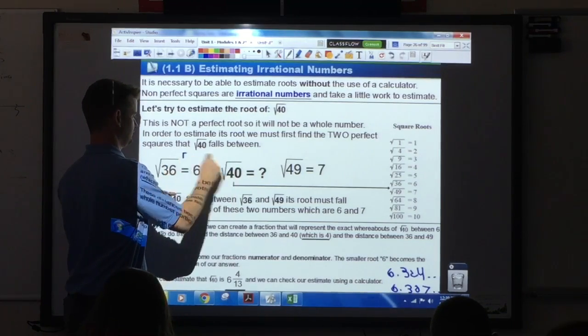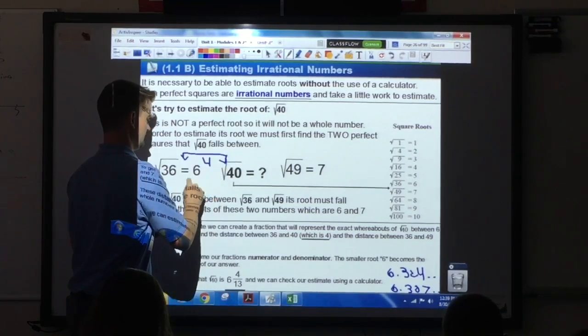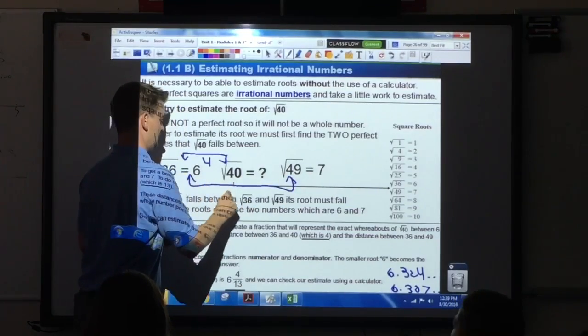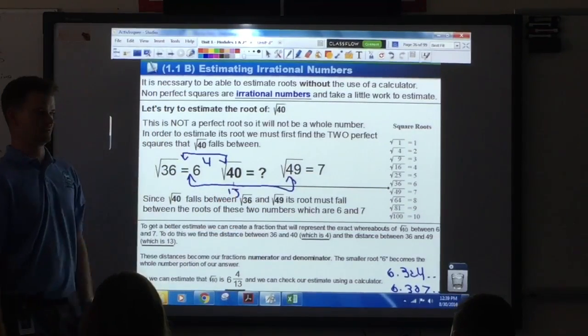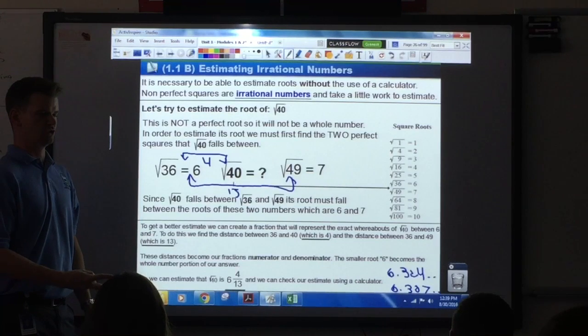So the distance here is 4, and the distance here is 13. It's just that simple. 6 and 4/13. We're going to do 2 more, so you can wrap your heads around this.